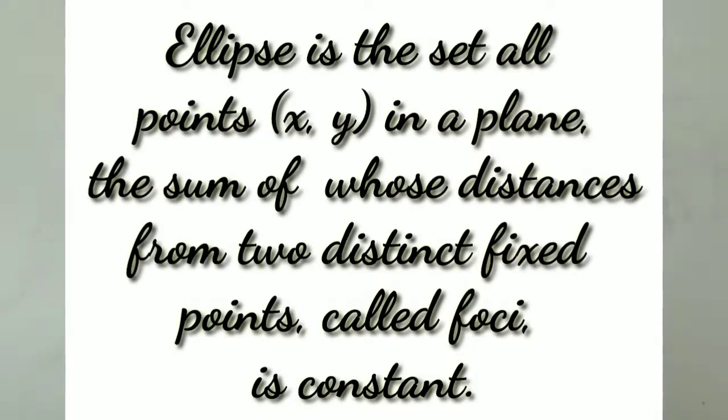So our topic for today is about ellipse. First, let us define the conic section ellipse. An ellipse is the set of all points x, y in a plane in which the sum of whose distances from two distinct fixed points called foci is constant.